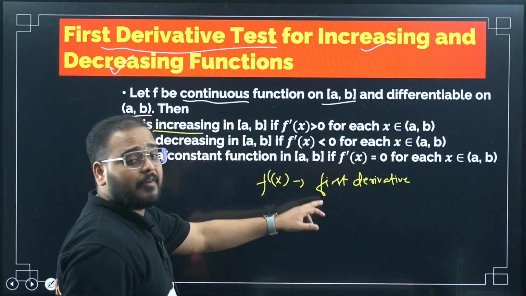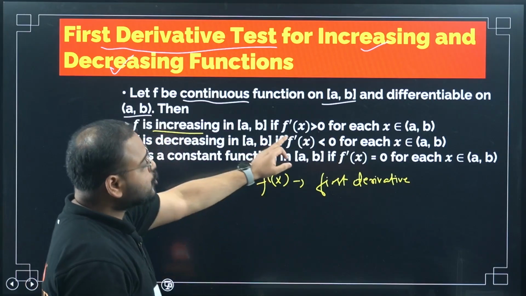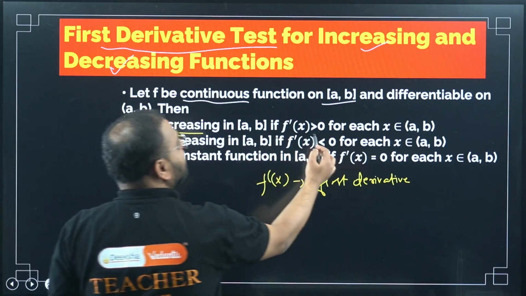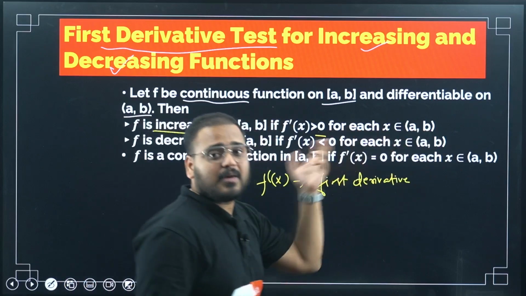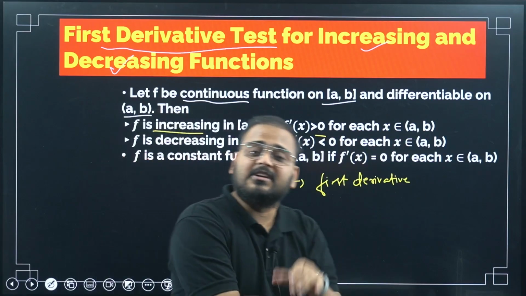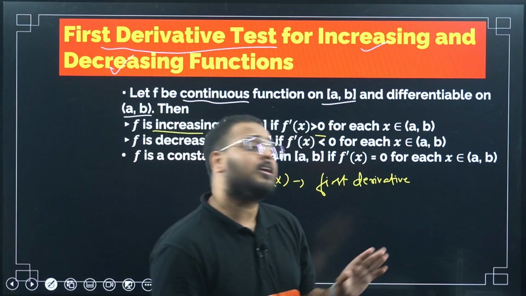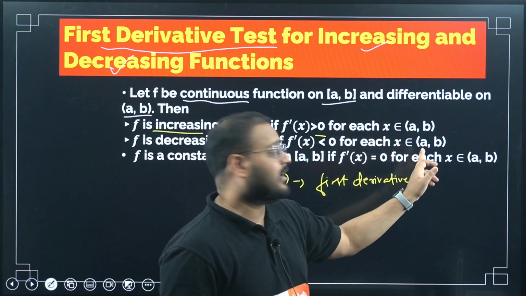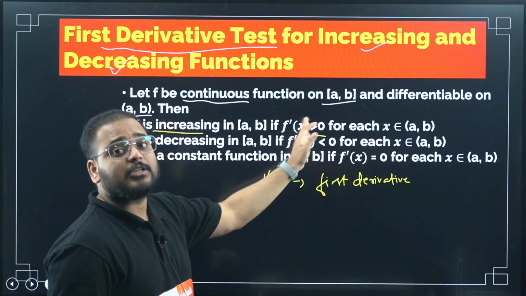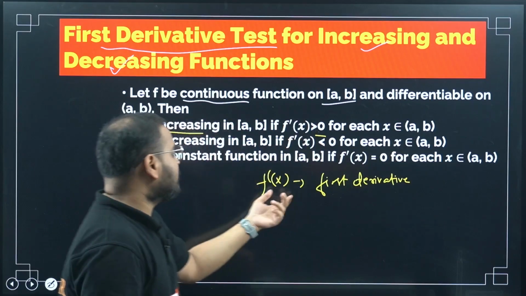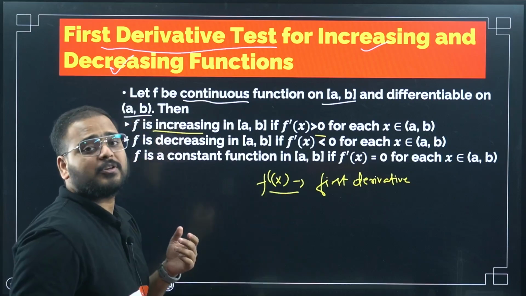So the first derivative of the function f should be greater than 0, where for each and every value in AB, meaning whatever points lie between A and B, whether it is 2 points, 3 points, or an infinite number of points. At every single value in that interval, this has to be positive. This derivative has to be positive for every single value.